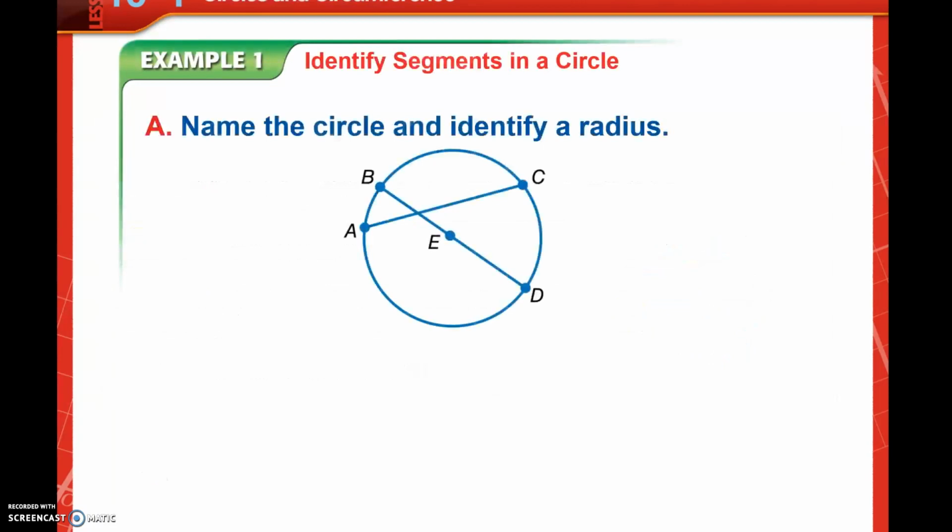So here we're going to name the circle. So the circle is named by that center letter. So we draw a little circle and we use that point there. So that's the name of the circle. And identify a radius. So we have two here. We have EB is a radius, and you could also say BE, same thing, and ED is a radius. So those are some examples of that. But the circle has to be named by that center letter. It only has one name.